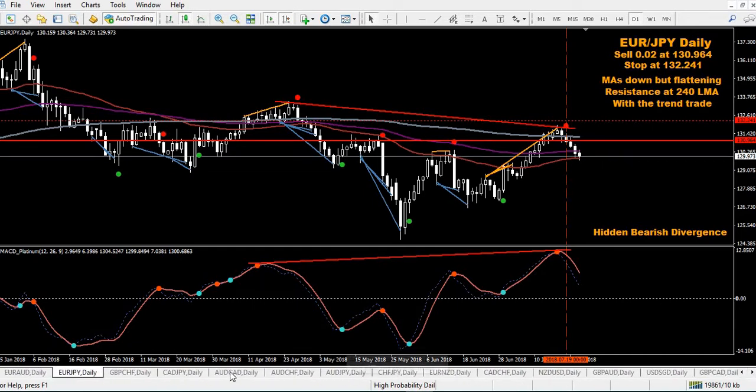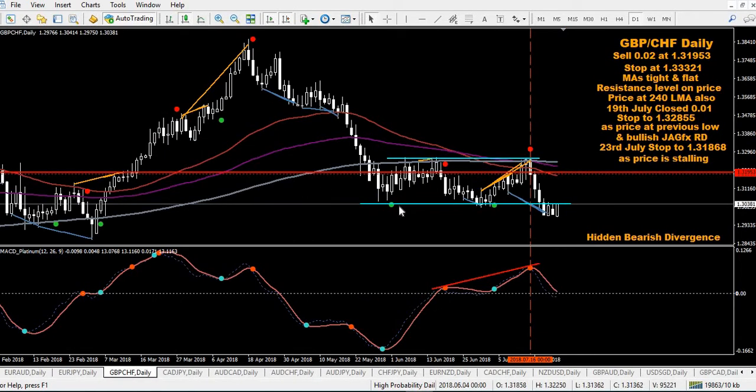Continuing on, pound Swiss franc in a sell back here. I've already closed out half. Stops now inside the point of entry. We had the support level here. Price came down to it, went through it, just pulled up, banged up against it, bounced down. Now banging up against it.